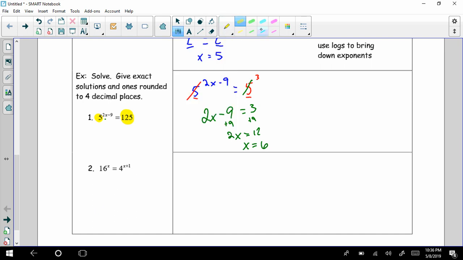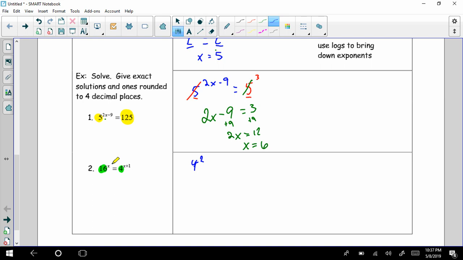Same thing on the next one. We have 16, we have 4. Right, so your goal is to see if you can write those as the same base. Sometimes it may require changing both values. For this case, we don't have to. We can write 16 as 4 to a power. So we have 4 squared.